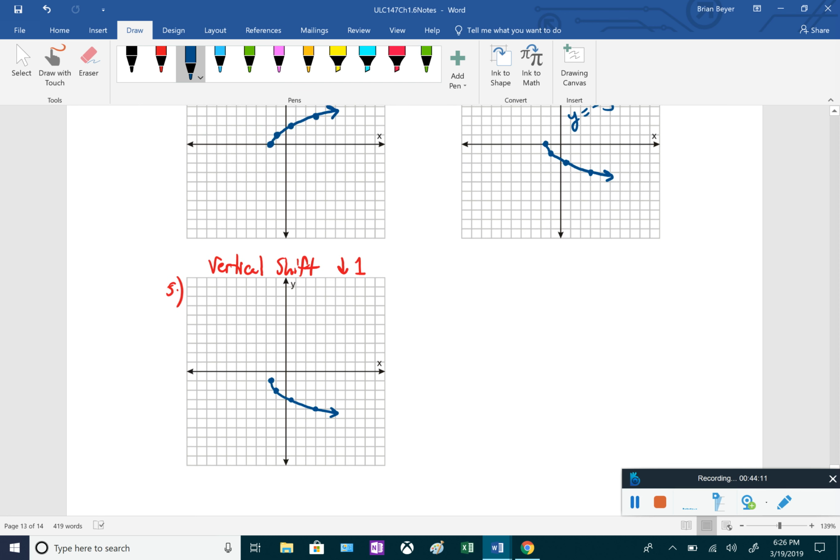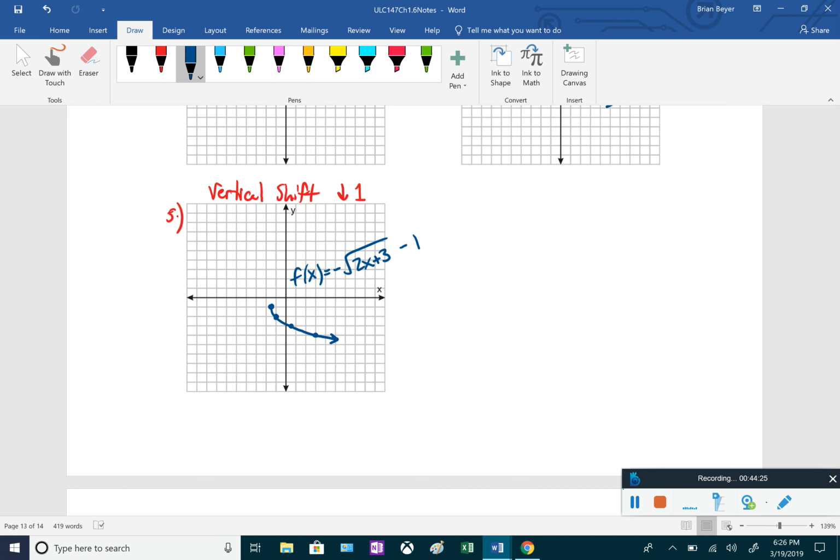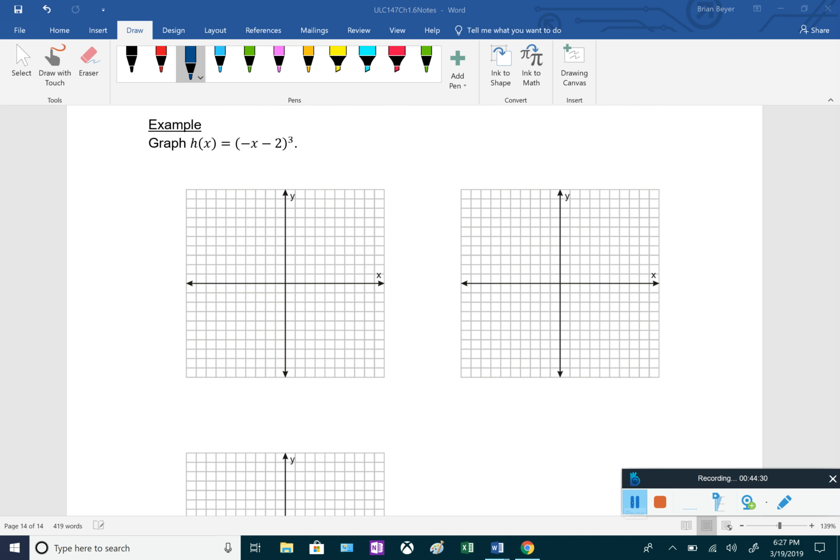So we get that, and that's going to be our function, which is f of x equals negative square root 2x plus 3 minus 1. So that's our final answer for that one. Okay, so let's do one more. So we have negative x minus 2 cubed. So this time our basic function is one that we didn't really use just yet. Our basic function is the basic cubic function. It's y equals x cubed.